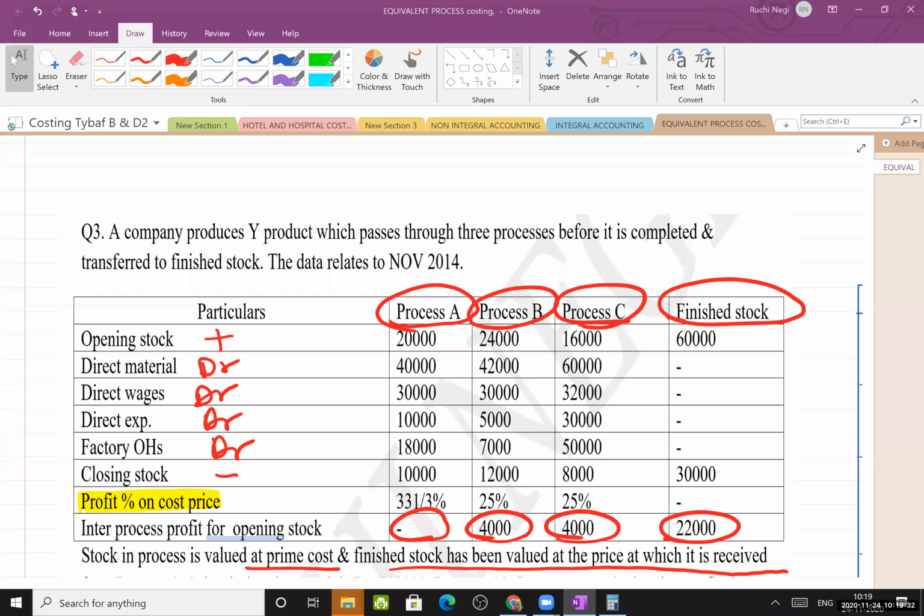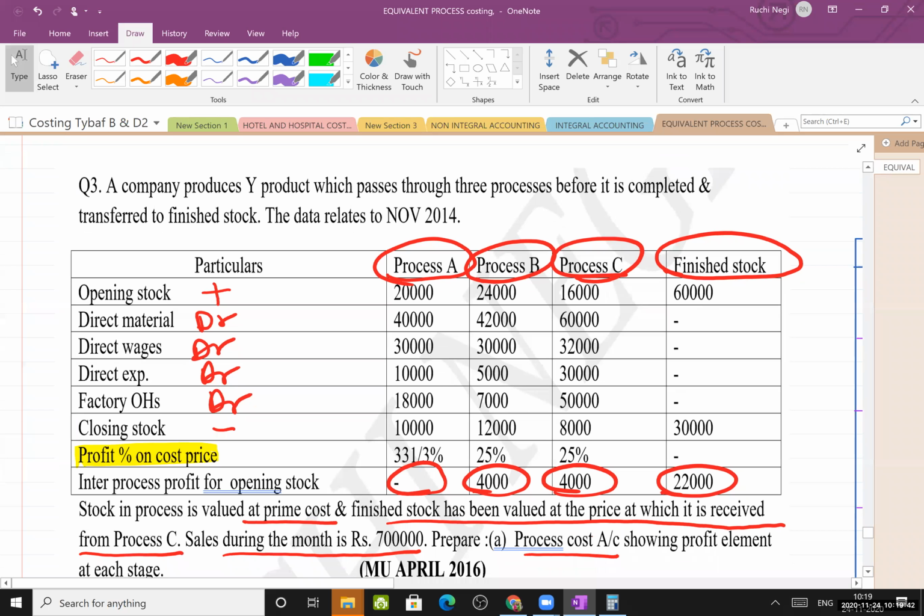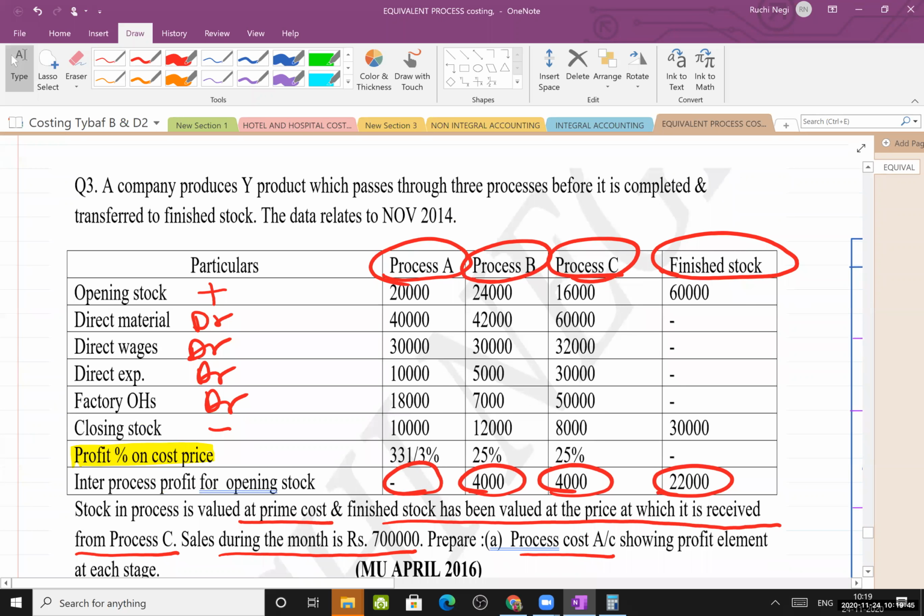Okay, question number 3. A company produces Y product which passes through 3 processes before it is completed and transferred to finished goods stock. Fine. I have taken up this sum because there is a difference between the first and the second sum. You may be thinking, what is the difference? I'll highlight it and show it to you. There are 4 processes. In the earlier sum we had done, there were only 3.